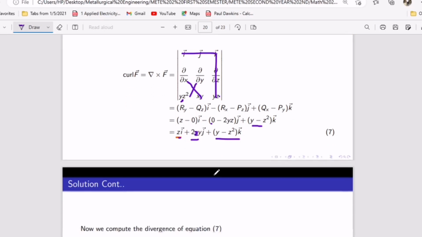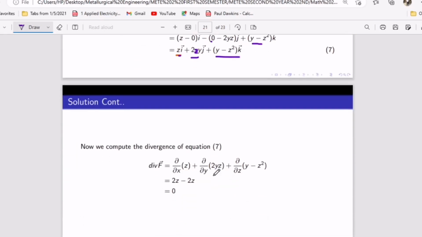So then let's try and prove whether, after finding the curl and you find the div, you will get 0. So you partially differentiate in terms of x, you're going to get 0. Then partially differentiate in terms of y, you're going to get 2z. Then partially differentiate in terms of z, you're going to get 2z. So at the end, you're going to get 0, which shows that when you find the curl of a vector field, and then you find the div of that curl, you're going to get 0.